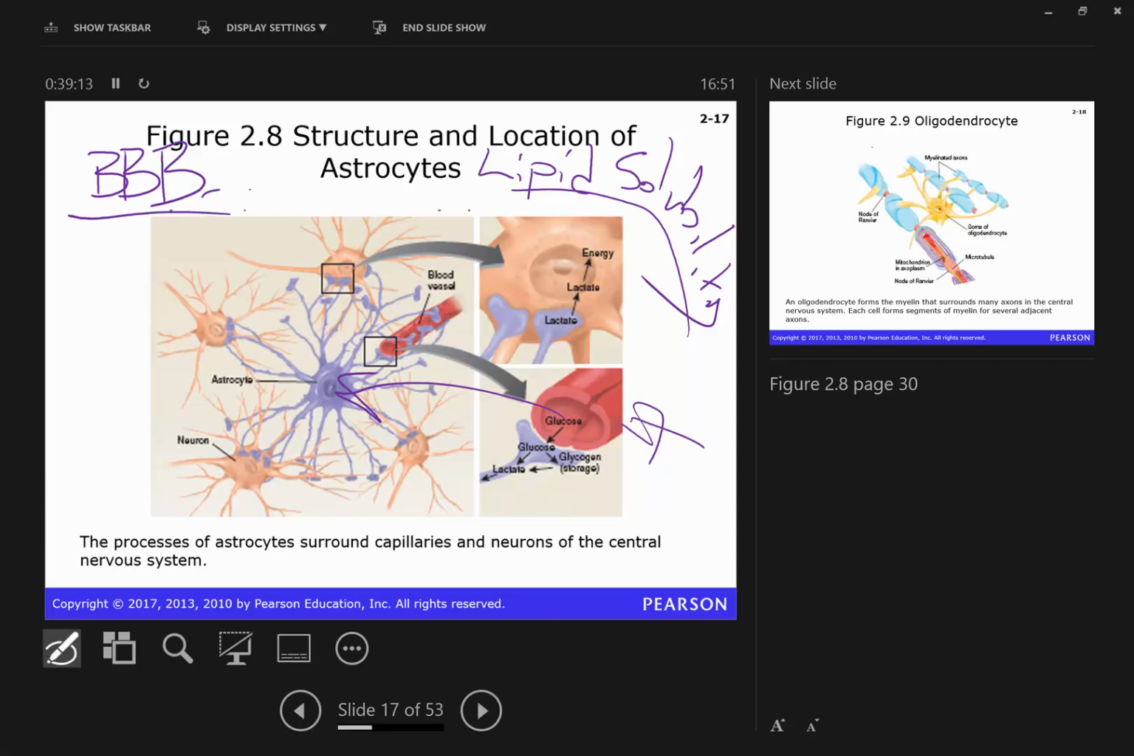So, blood-brain barrier, lipid solubility. What are other things that are lipid soluble, right, that affect brain function? How many of you have heard of SSRIs?